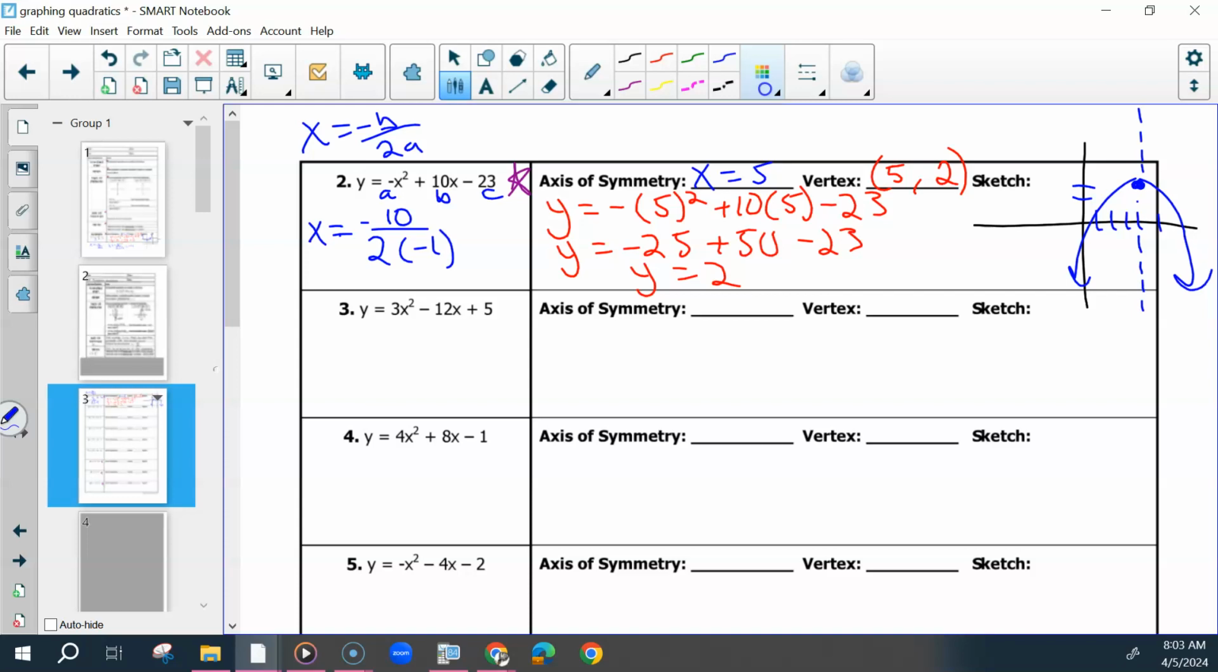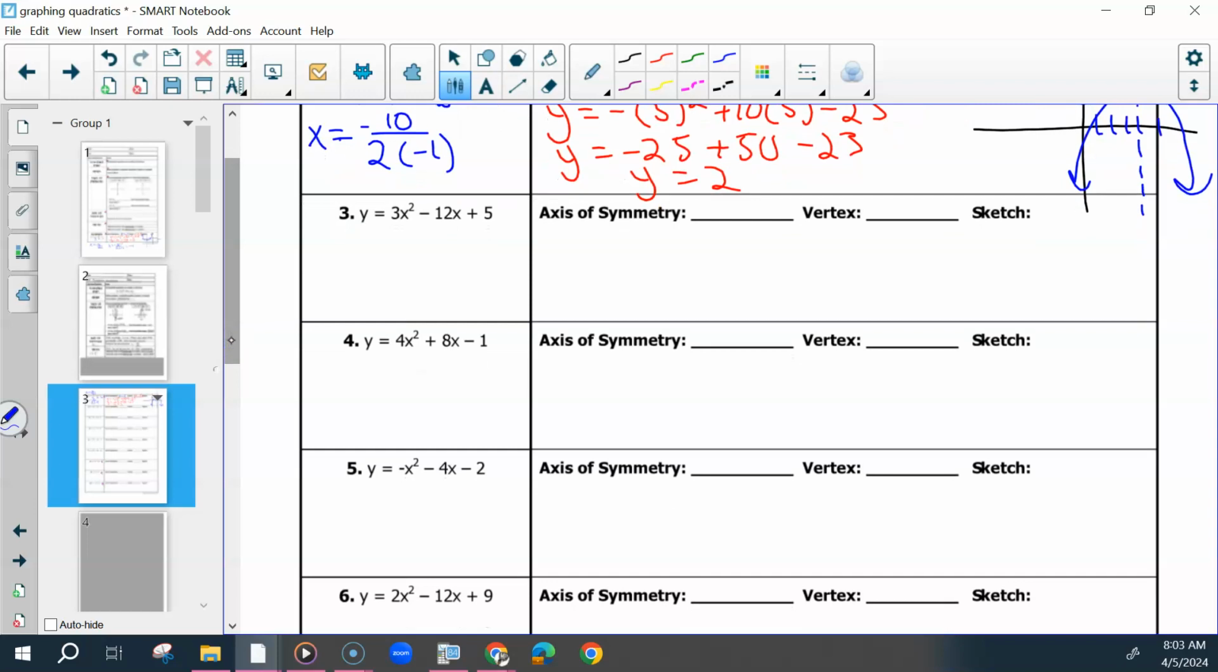Let's do one of these. I'll let you guys choose 3 or 4. 4, okay. And then you might have time to do 1 or 2 more, and we'll do 8 and 9. So for number 4, again, find your axis of symmetry. How would we set that up? Negative 4, 2 times 4.